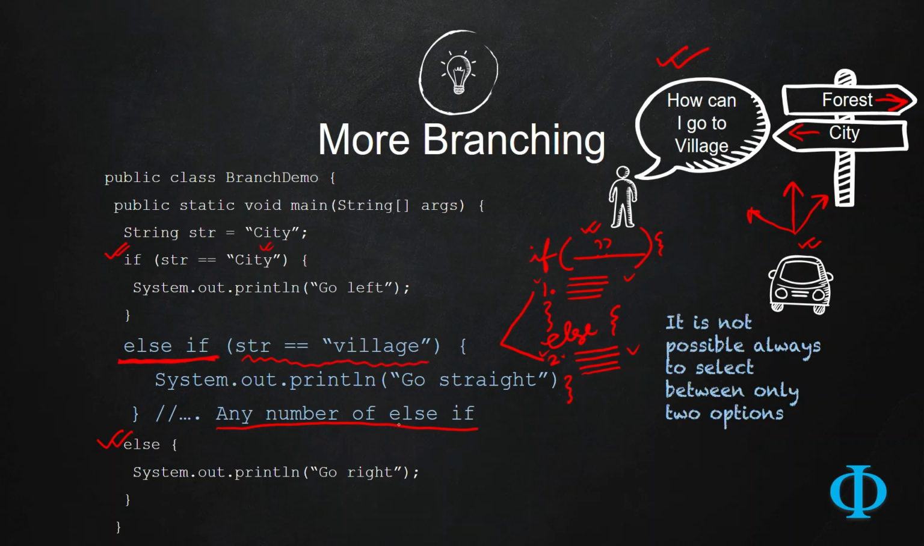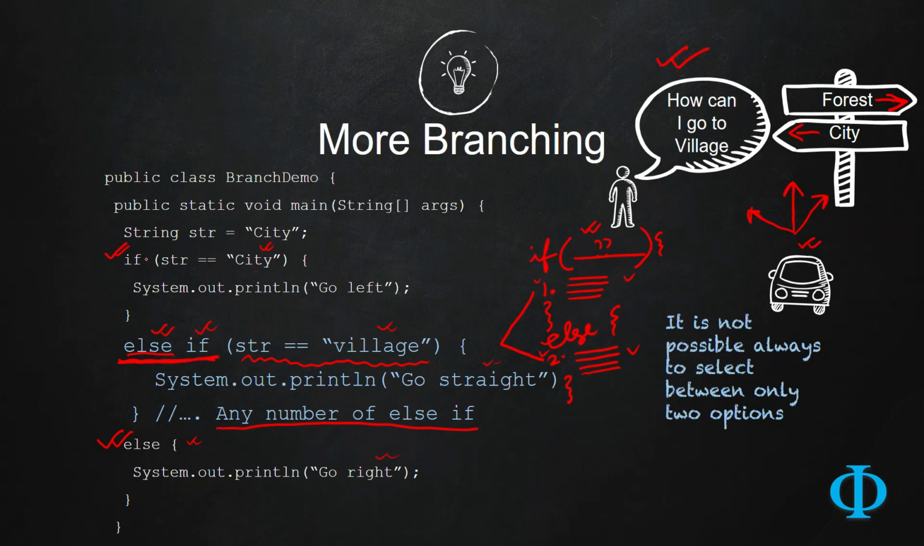Each else if statement actually negates the if condition before and introduces another new condition, just like in here. Here the meaning of the else if statement is this: else means string not equals city, and then another if. String is not equals city, that's okay, but if string equals village, then go straight. And finally the else condition, which is like otherwise, you can go to right like this.